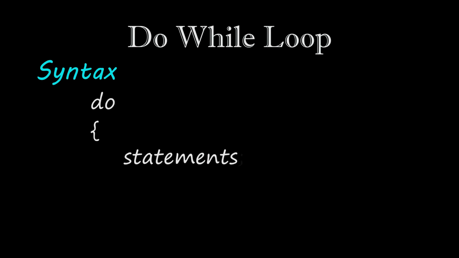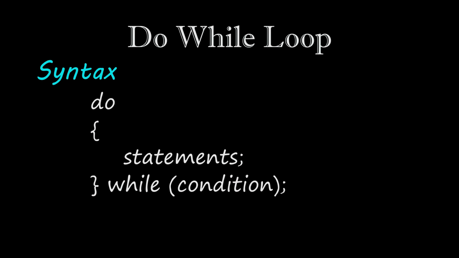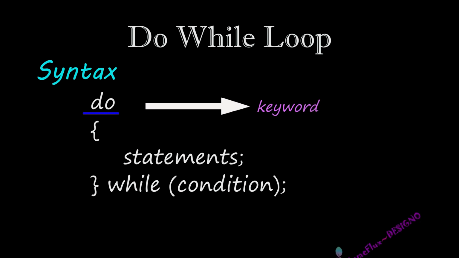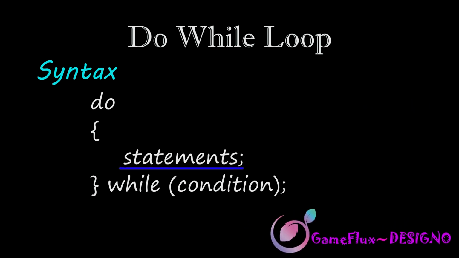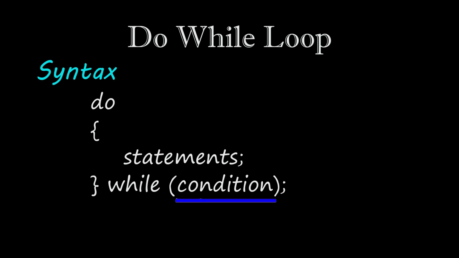Today we'll learn about do-while loop in C++. Let's start with its syntax. We write do, then statements which execute in curly braces, then while, in which we write the condition. Do is the keyword to demonstrate that it is a do-while loop. In curly braces, we write our statements. Then after the curly braces, in while, we write our condition.